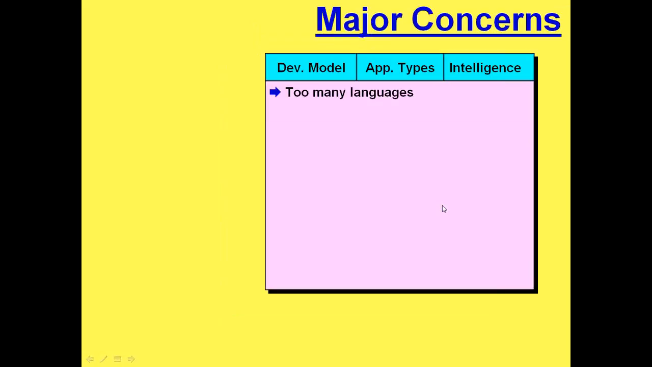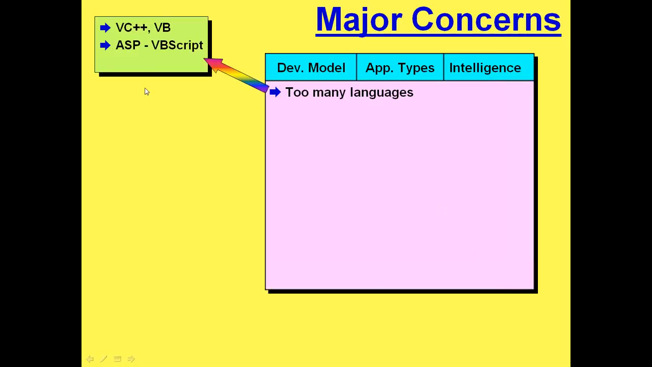Now, in the market, we have too many languages available. You can work on Visual Basic, Visual C, ASP, etc. Too many languages are there in the market. The biggest problem is language interoperability. Suppose you have written a code in Visual C++. Now, can you use the same code in Visual Basic?